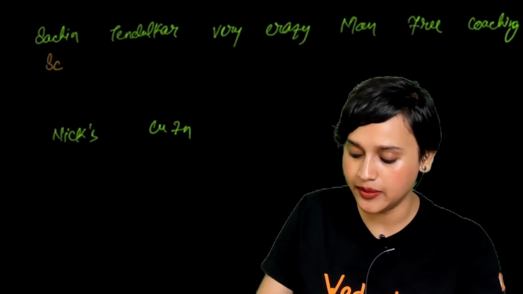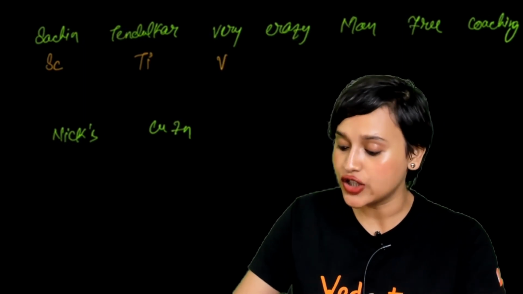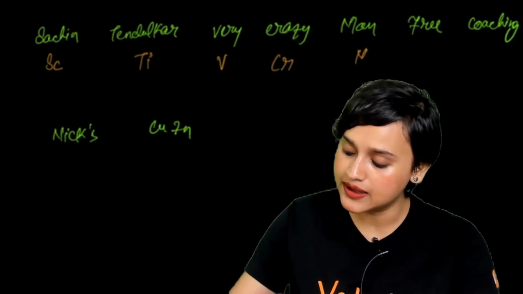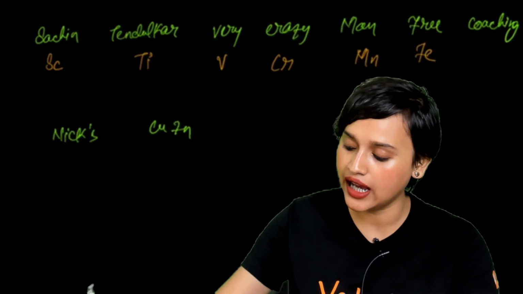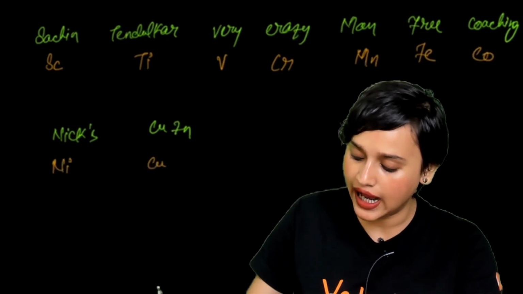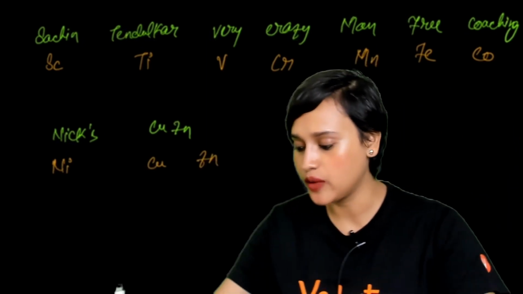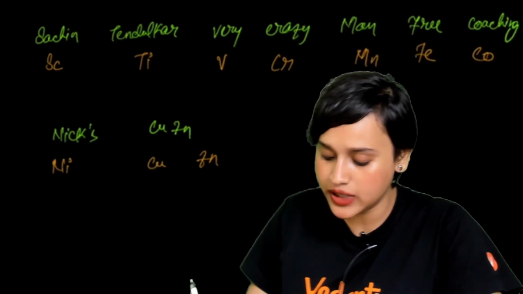Sachin is scandium, Sc. Tendulkar is titanium, Ti. Vanadium is very, crazy is chromium, Mn is manganese, free is iron, coaching is cobalt, nickel is nick, and copper, and you have a zinc. All right, so where does the counting start from? The counting, everybody, starts from, take a look at it.